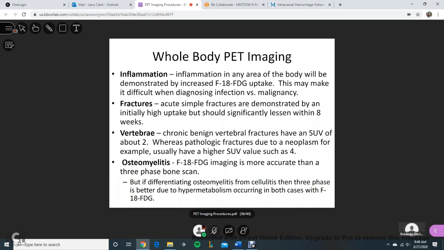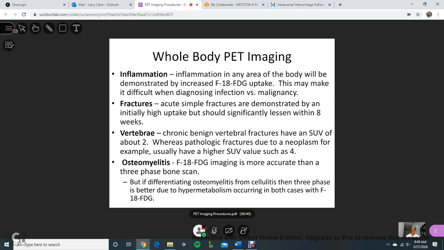All right. This is whole body PET. So, inflammation. Inflammation in any area of the body will be demonstrated by increased FDG uptake. This may make it difficult when diagnosing infection versus malignancy. Fractures. Acute simple fractures are demonstrated by an initially high uptake, but should significantly lessen within 8 weeks. Vertebrae. Chronic benign vertebral fractures have an SUV of about 2, whereas pathologic fractures due to a neoplasm, for example, usually have a higher SUV value, such as 4.